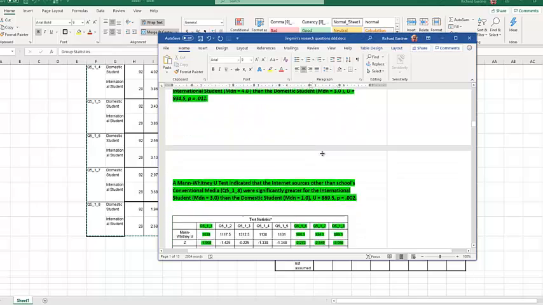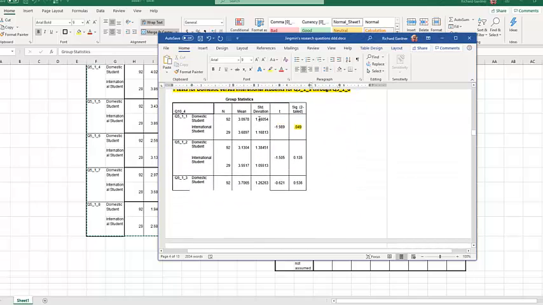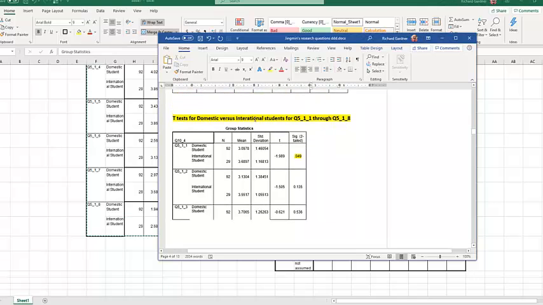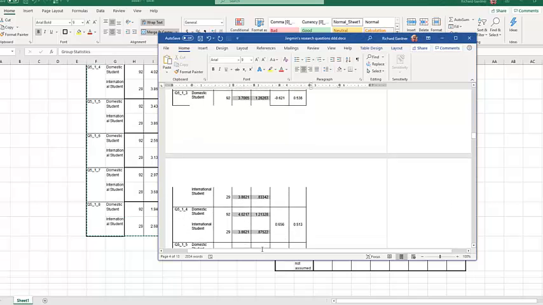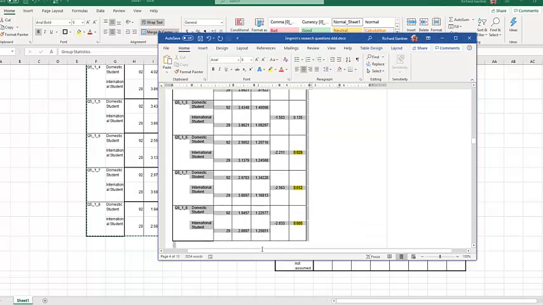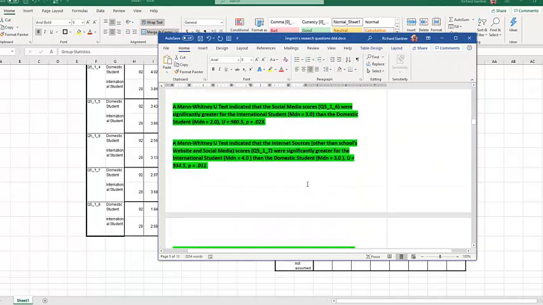So she wants the standard deviations. Wait, she wants the means and standard deviations, and the sig value. Means and standard deviations, and we'll come back to the sig values.